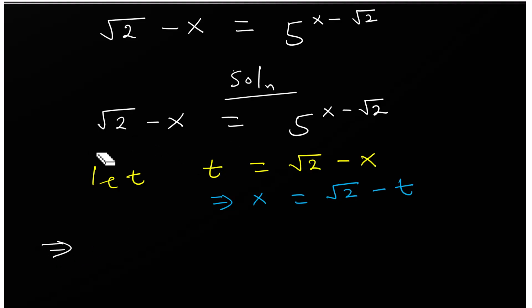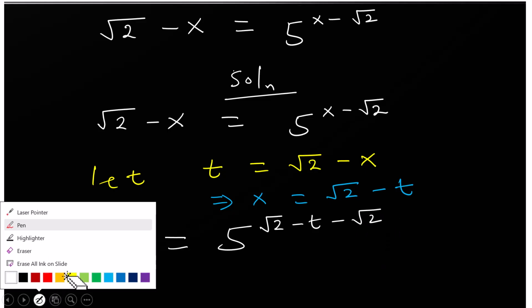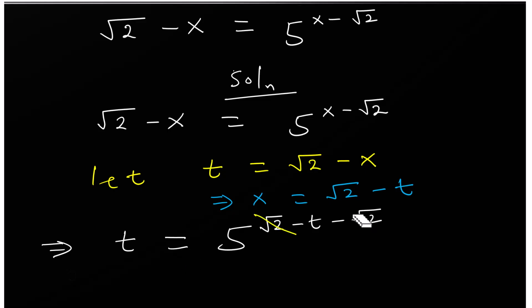So this side is t, and we have 5 to the power x minus root 2. X is what? So x will be root 2 minus t minus root 2. Okay, so this side will cancel this side. So I will have t equals 5 to the power minus t.